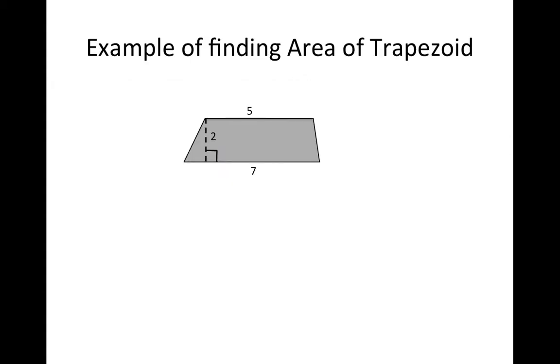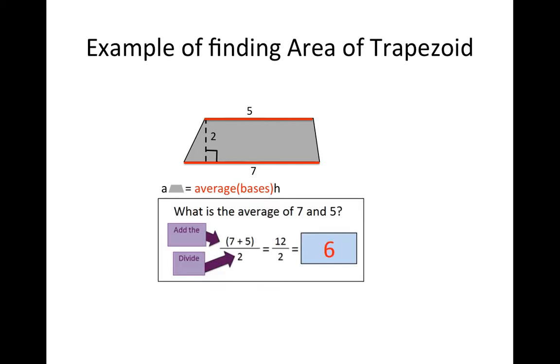So let's do an example of finding the area of a trapezoid. Here's a trapezoid. I'm going to take the average of the bases times the height. First, I have to find my bases, and again, those are the lines that are parallel, so those are in red. To find the average of any two numbers, I add them together and then divide by the number of things there are, in this case 2. So 7 plus 5 is 12, divided by 2 is 6. So the average of the bases here is 6.